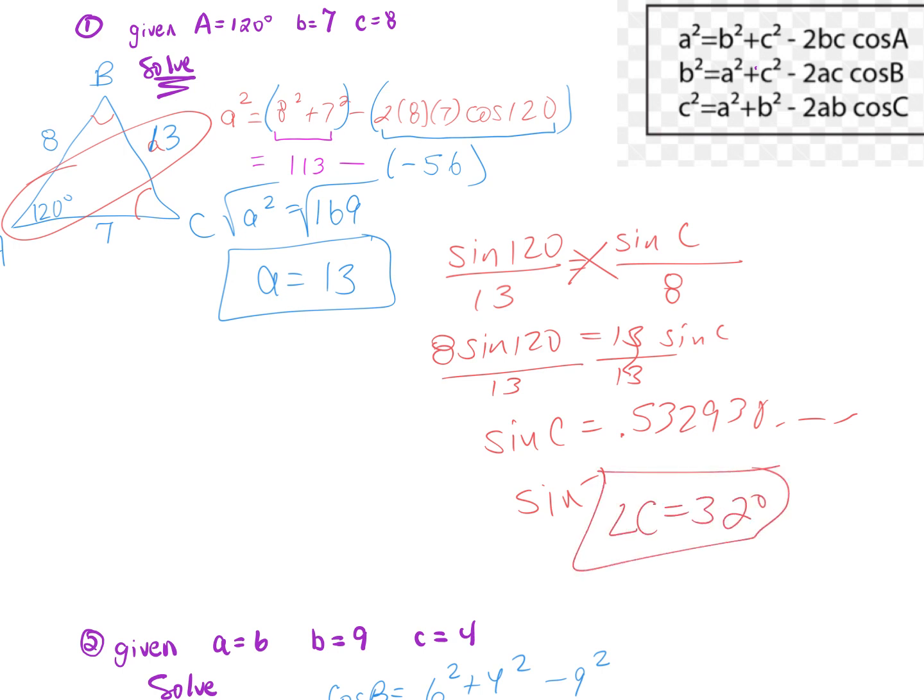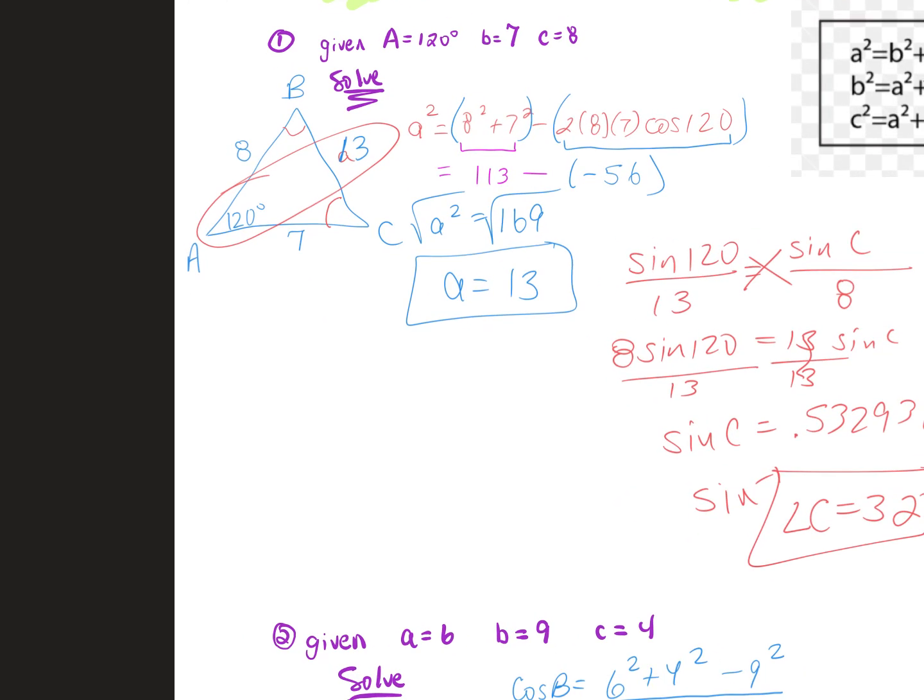Okay, great. So I found side A. Good. I found angle C. What's the last angle that I'm looking for then? How do you find B? You're going to add and subtract. I know that one angle is 120 degrees. I know the other angle is 32 degrees. So what does that give me? 152? 180 minus 152 is what? So angle B is 28 degrees.